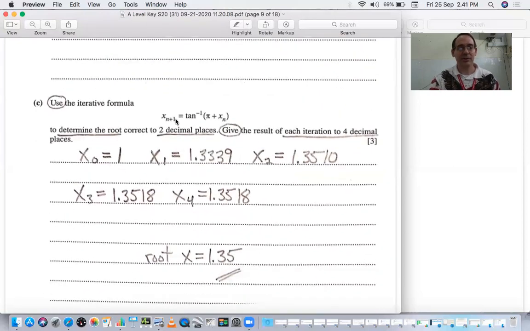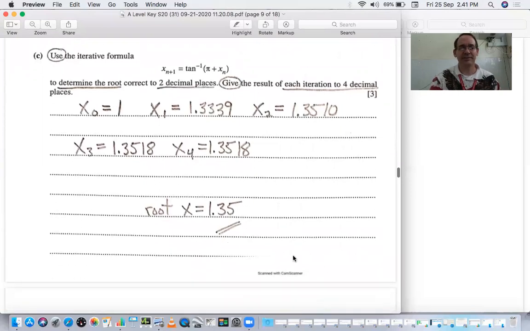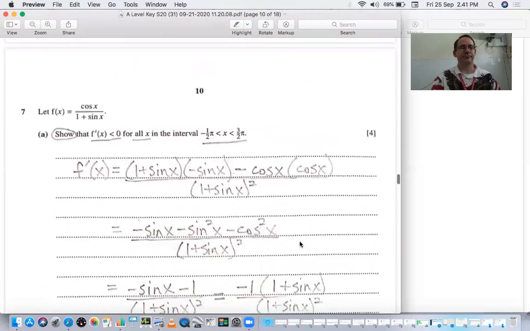And when you plug that into the right side, you come up with 1.3339. Then you plug that back into the right side again, and you end up with 1.3510. And I probably went an extra step further than what I needed to. We only need to go to 2 decimal places. And so there's enough evidence here to show that the root of x equals 1.35, accurate to 2 decimal places.